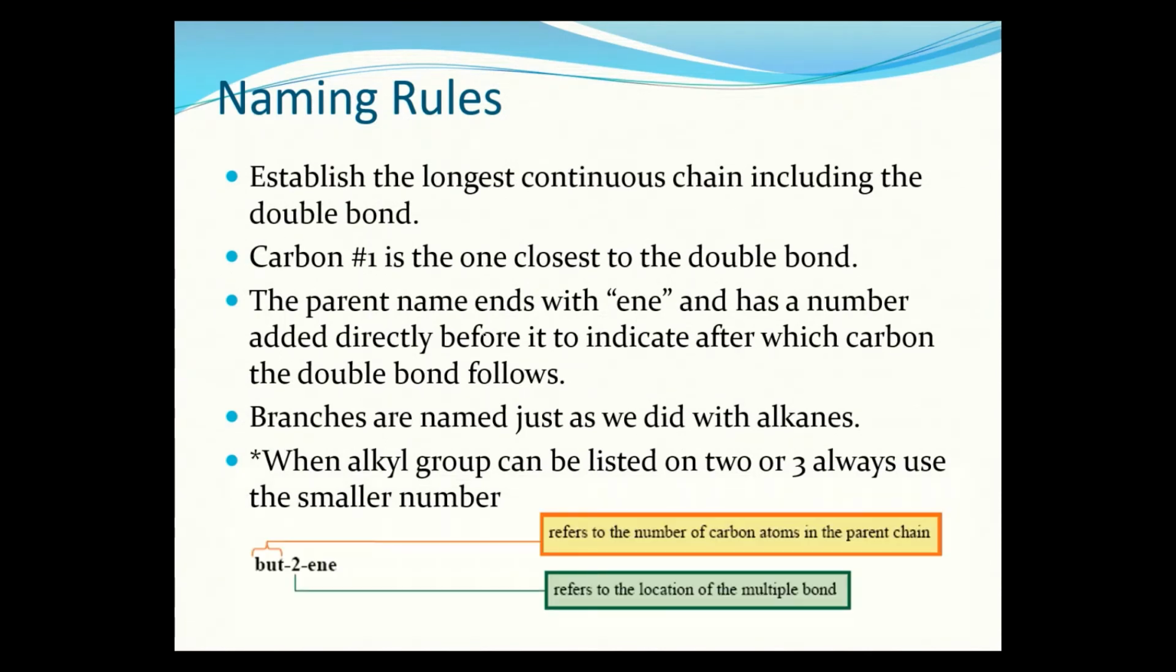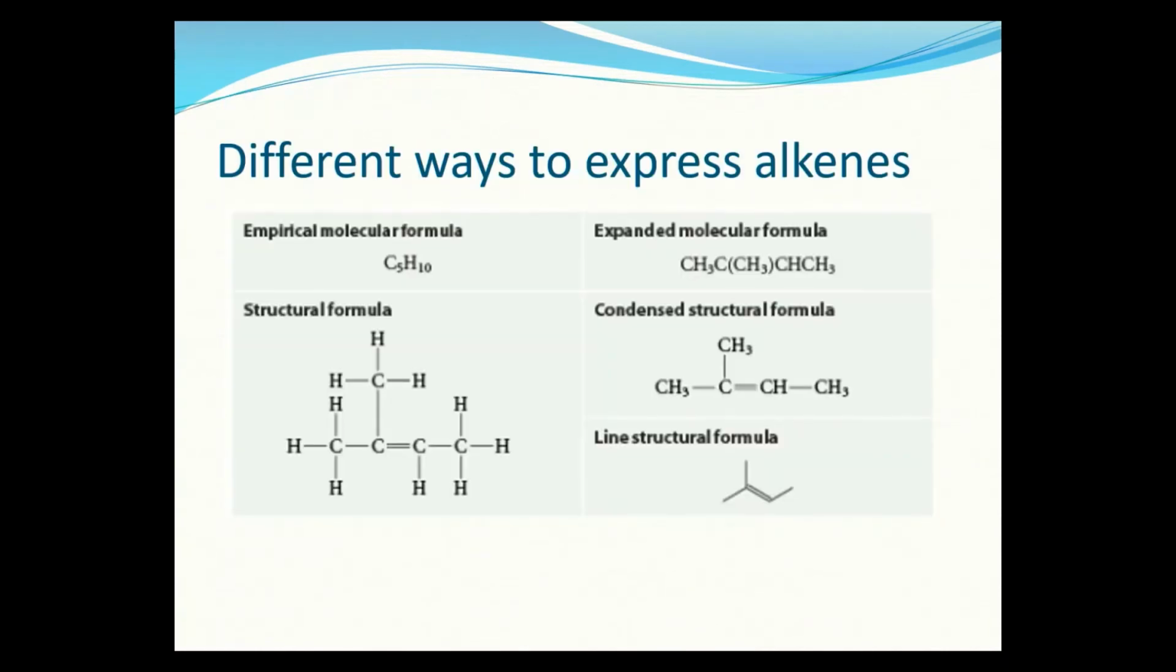So we need to indicate where that double bond is. Instead of just saying butene, we say but-2-ene, and this is where that double bond occurs. So but means 4, 2 is where the double bond occurs, and ene means that we have a double bond. We can express it all the same ways as we showed before. Remember that these brackets are branches, so we just have this double bond in here now. And in the line structure, we just draw a double bond.